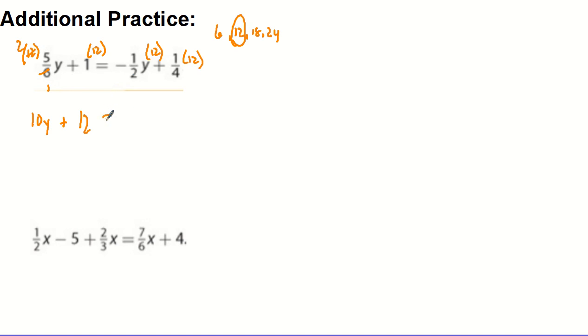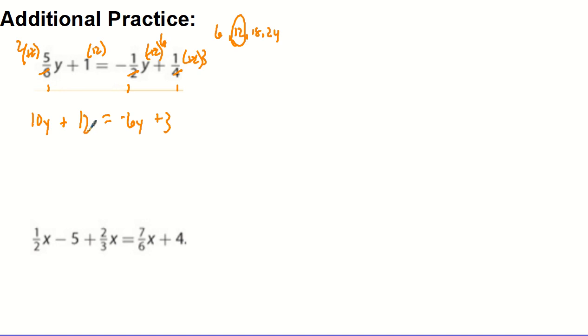1 times 12 is 12. Let's see, 2 and 12. Well, 2 goes into 12 6 times, so that's a 1. That's a 6. Negative 1 times 6 is negative 6. Keep the y. 4 goes into 12 3 times. 1 times 3 is 3.